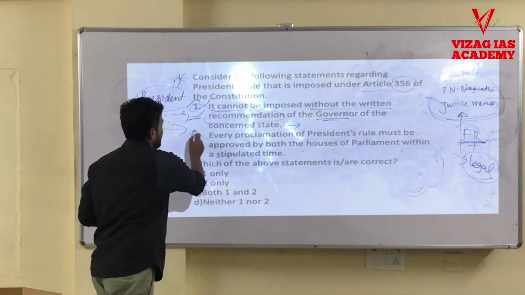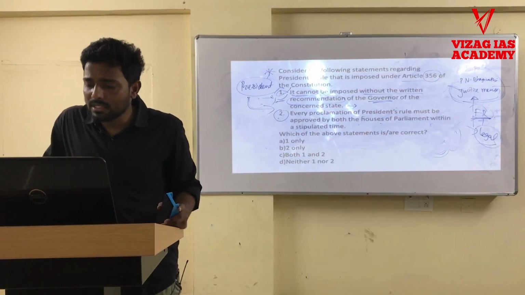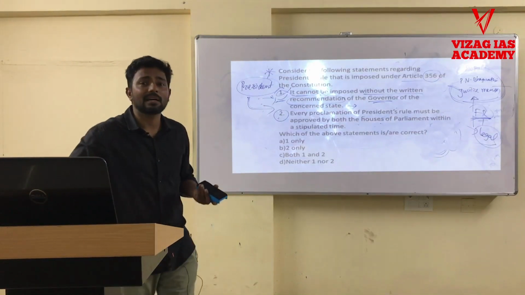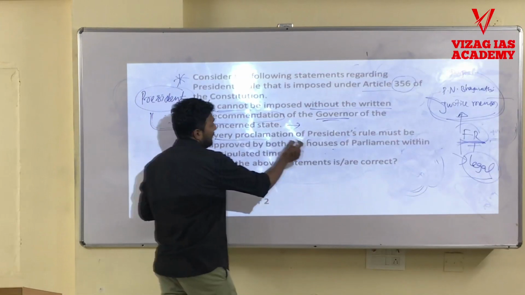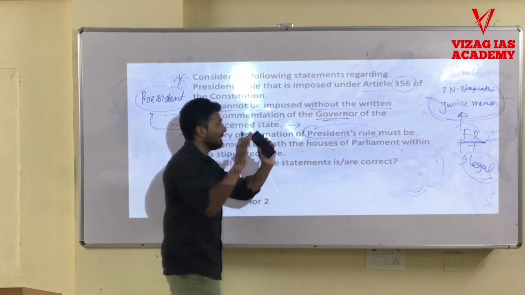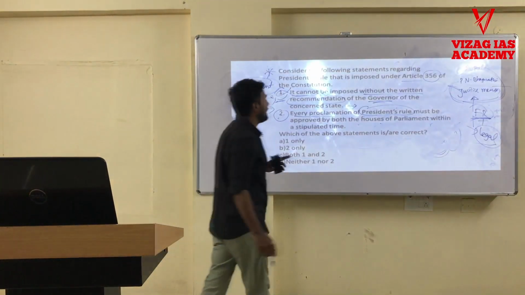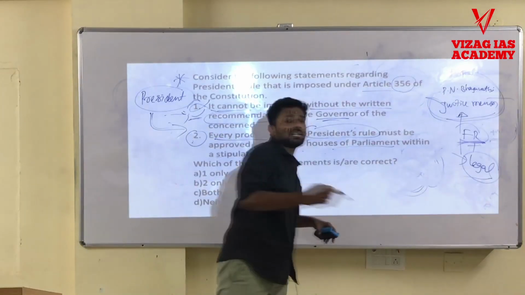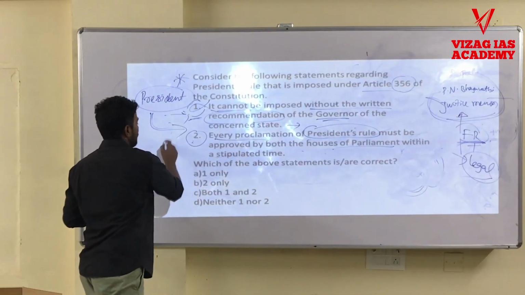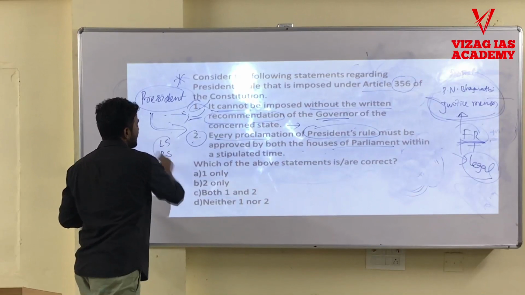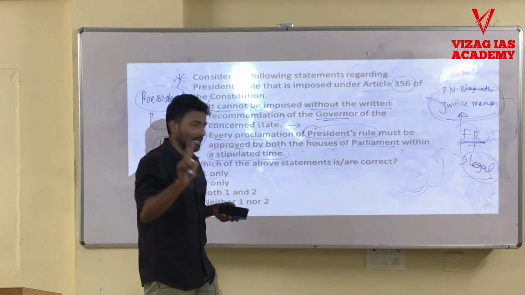Then the second thing is, every proclamation of president's rule must be approved by both the houses of parliament within a stipulated time. Is it correct or not? If the president declares president's rule in some state, it must be accepted by both the houses, both Lok Sabha and Rajya Sabha, within a stipulated time. What is the stipulated time in this particular case? Within 2 months.